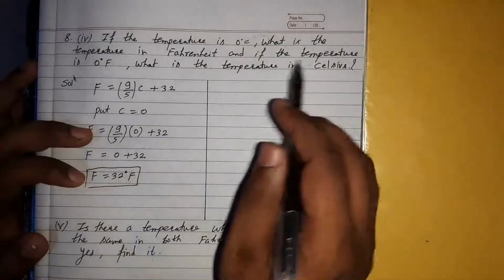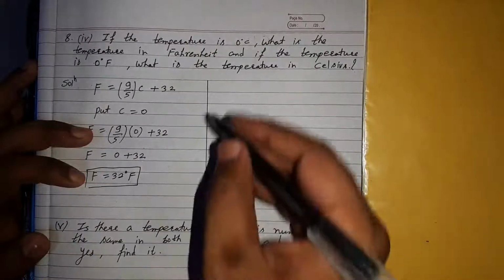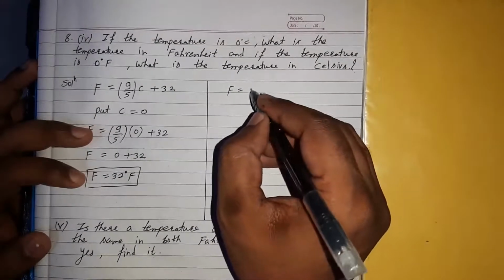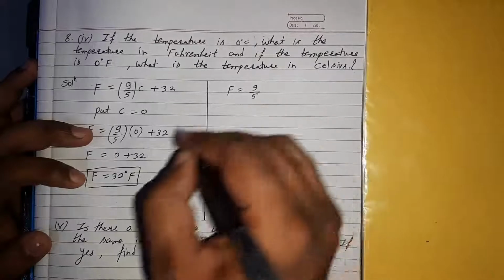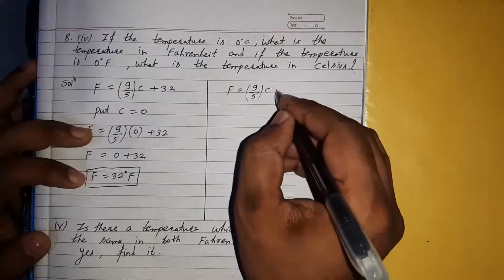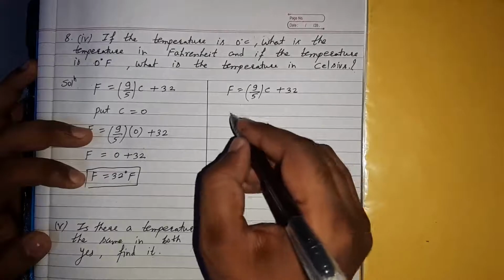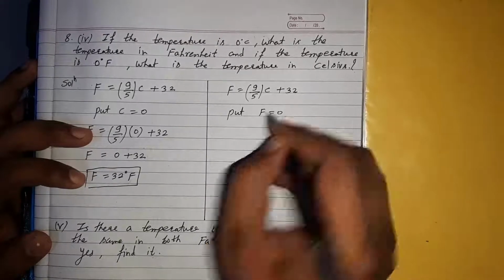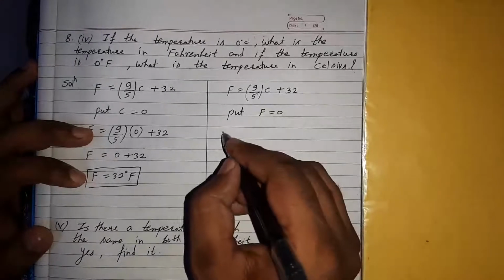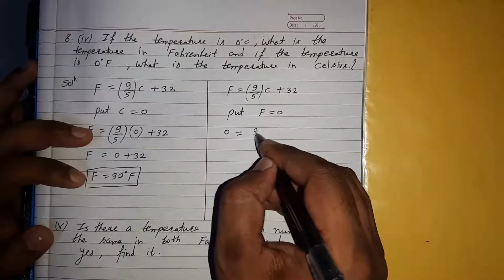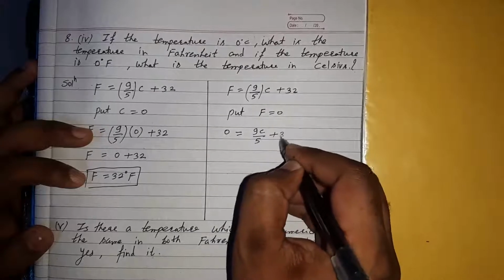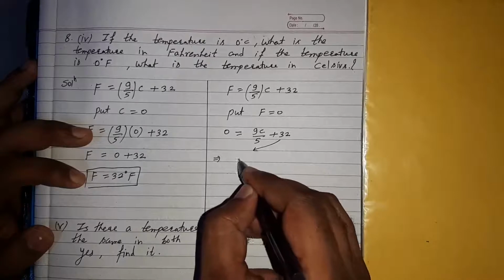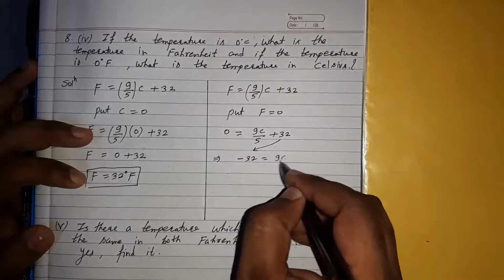And if the temperature is 0 degree Fahrenheit, in the second part it is given the value of F is 0. So we know that F is equal to 9 upon 5 C plus 32. Here put F is equal to 0, then we will get the value of C. So it is 0 is equal to 9C upon 5 plus 32. Transpose, so it will be negative. So 0 minus 32 is equal to 9C upon 5.